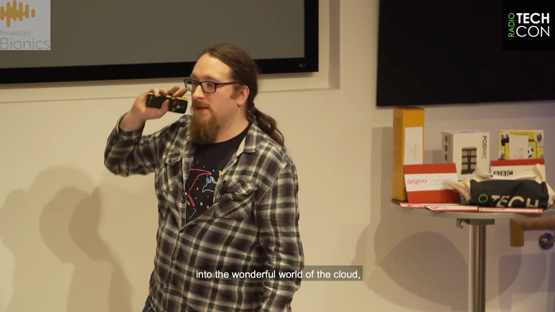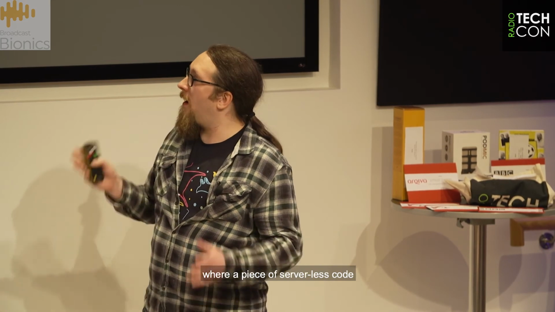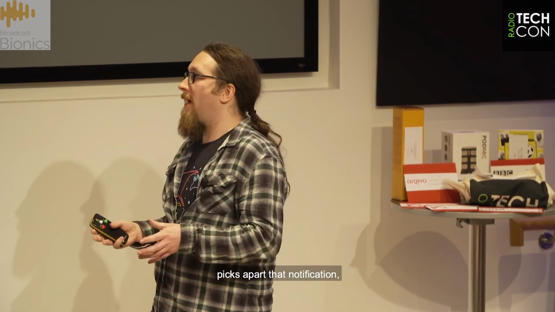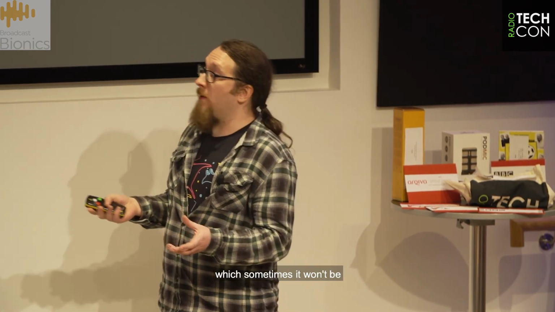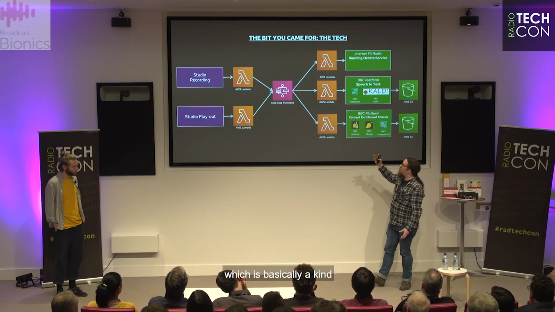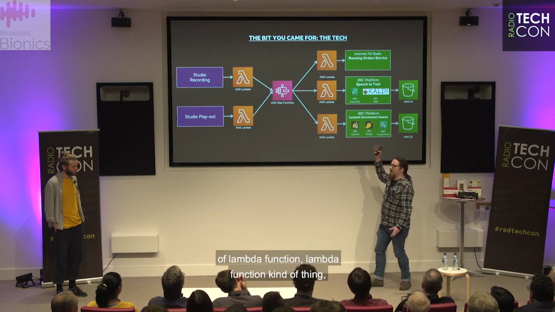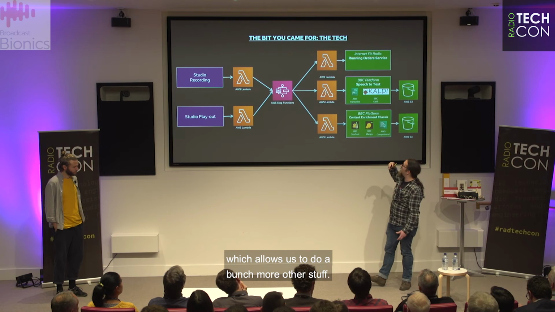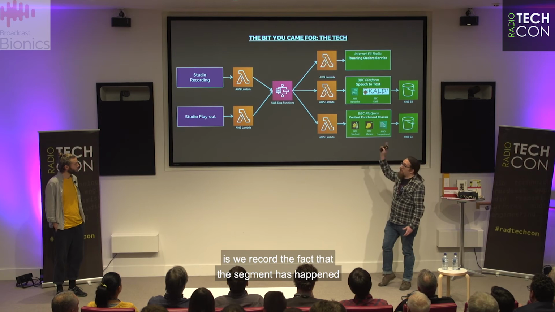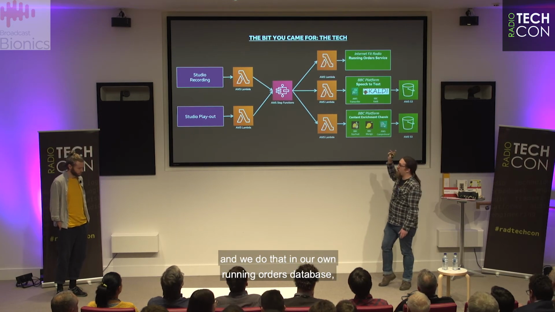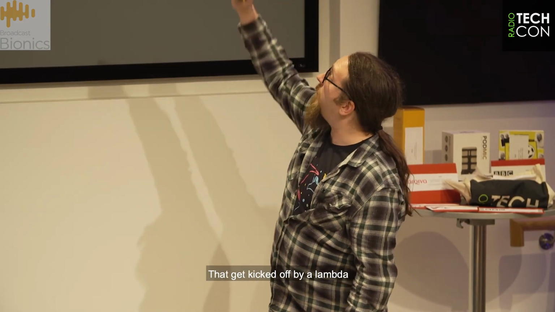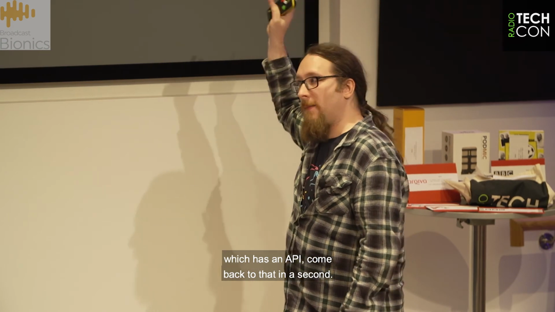Both of those things get punted off into the wonderful world of the cloud, where a piece of serverless code, in our case an AWS Lambda function, picks apart that notification, figures out whether it's something we care about, which sometimes it won't be, and then kicks off a step function, which is basically a kind of Lambda function thing, which allows us to do a bunch more other stuff. So in particular, the first thing we do is we record the fact that a segment has happened, and we do that in our own running orders database, which is something we've built. That gets kicked off by a Lambda, and then there's a service that backs it, which has an API. I'll come back to that in a second.